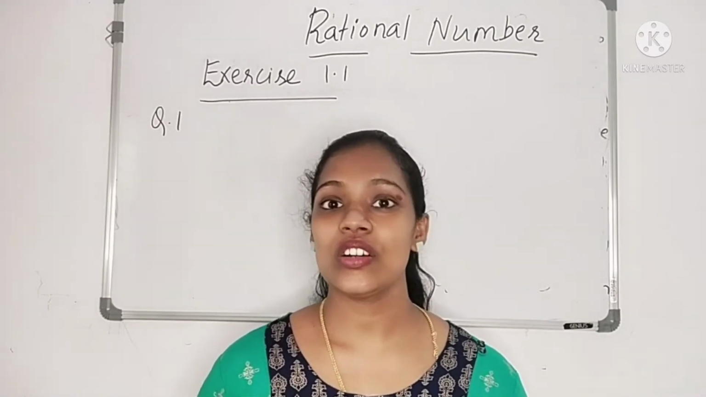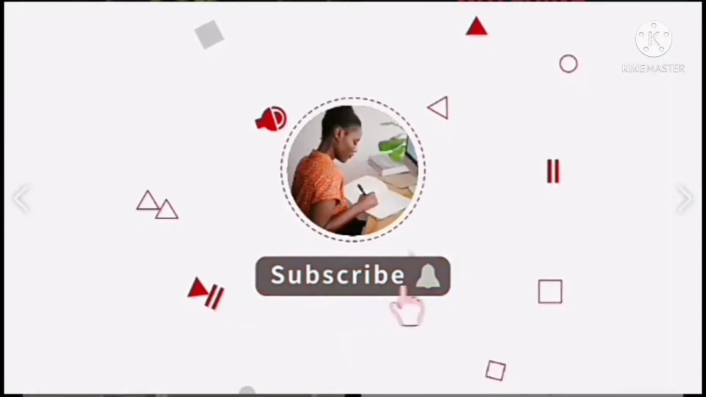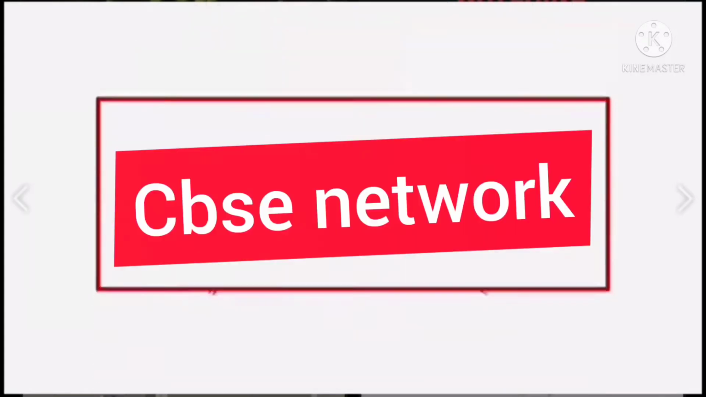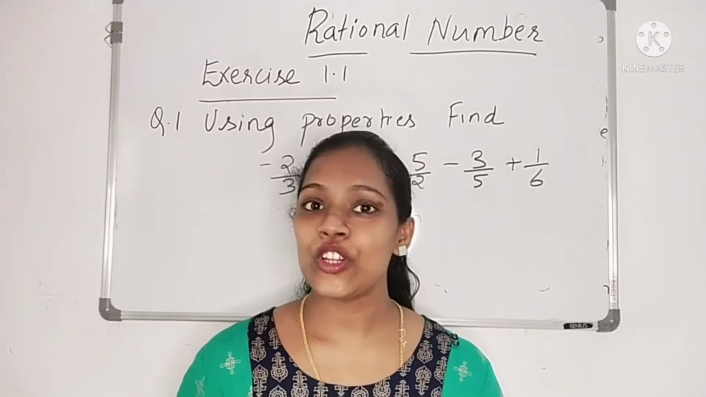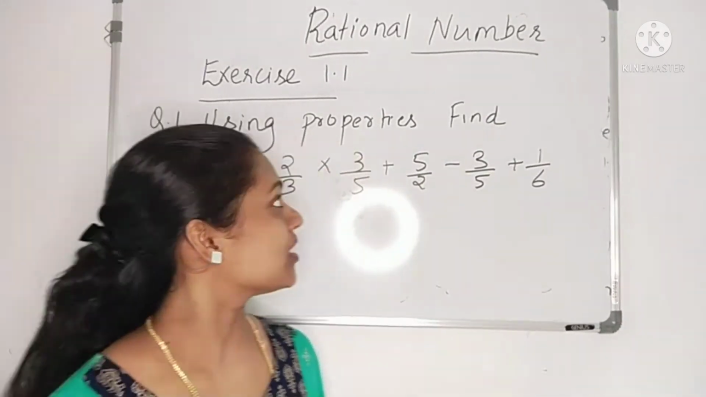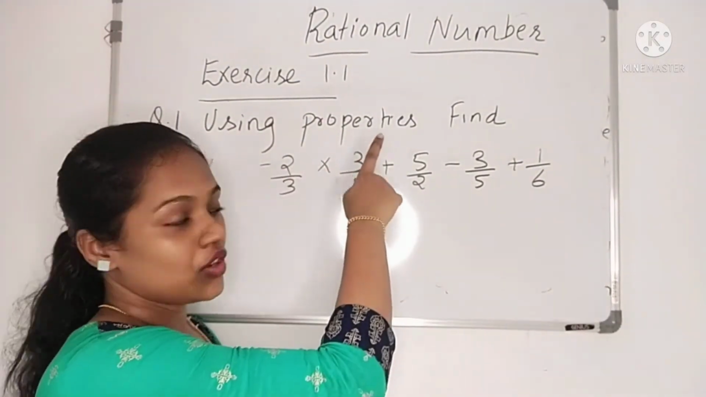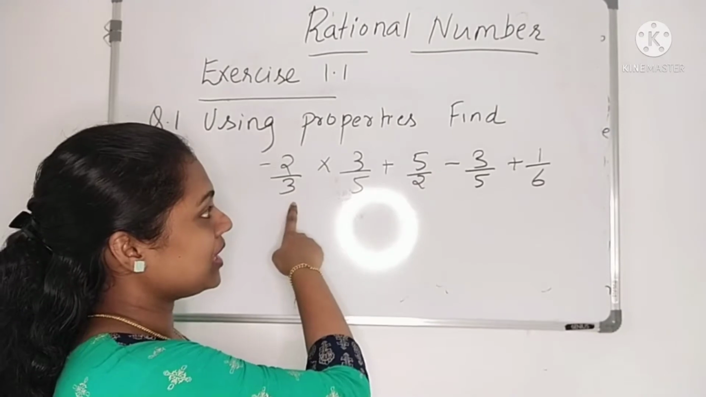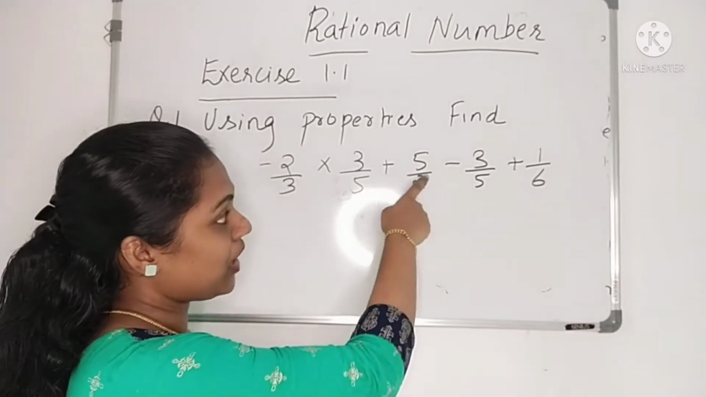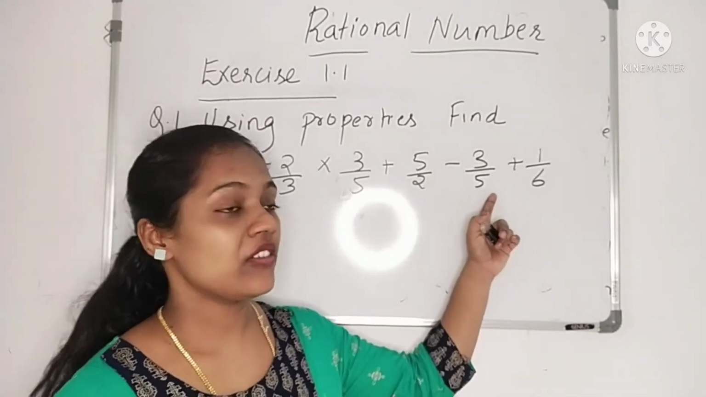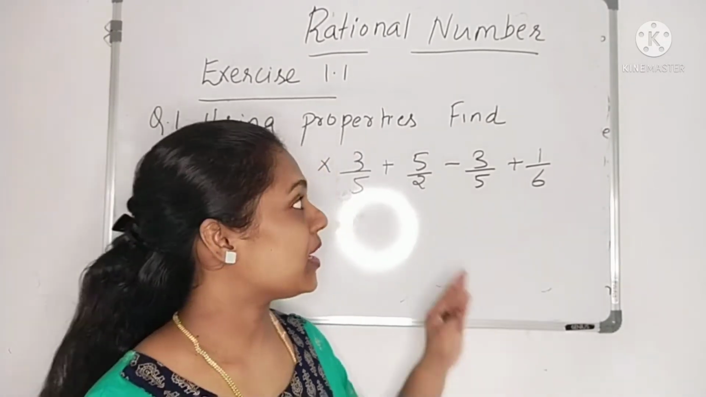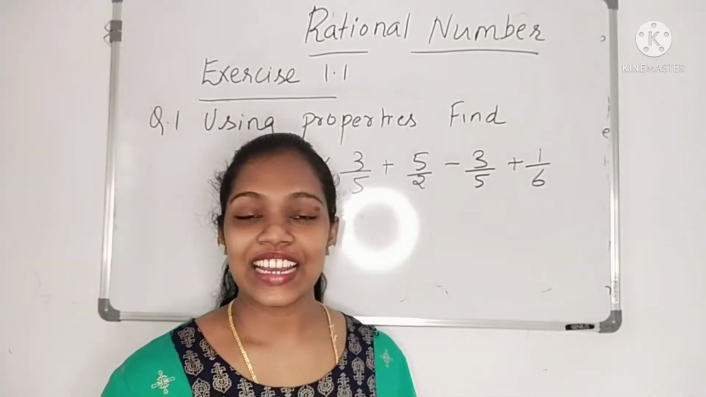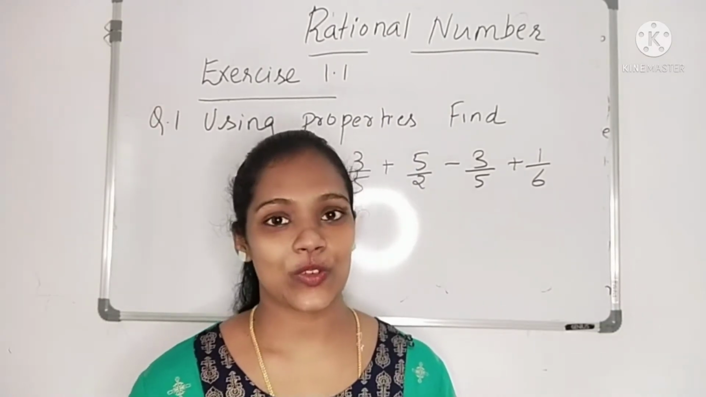So see what our first question is. Using properties, find minus 2 by 3 into 3 by 5 plus 5 by 2 minus 3 by 5 plus 1 by 6. That is, using properties, we have been asked to solve the question. So let's see how we are going to solve it.